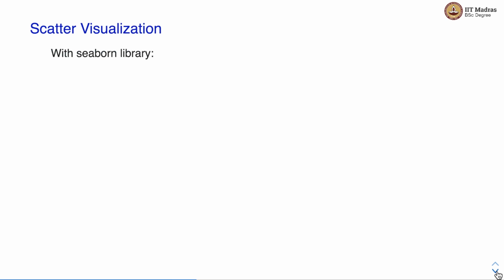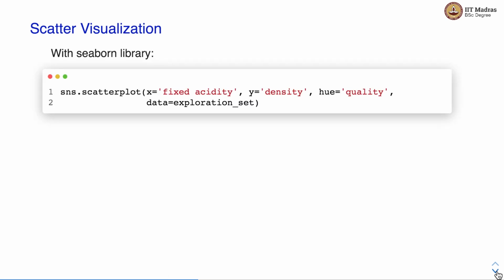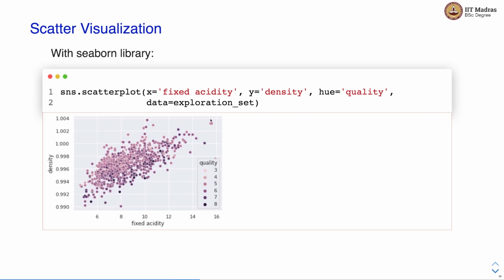So there are different visualization techniques that we can use. The first one is the scatter visualization. We can use the Seaborn library for doing the scatter visualization, and there is a scatter plot function in the library that we can use. We have to specify the x-axis and the y-axis and the data for visualization.